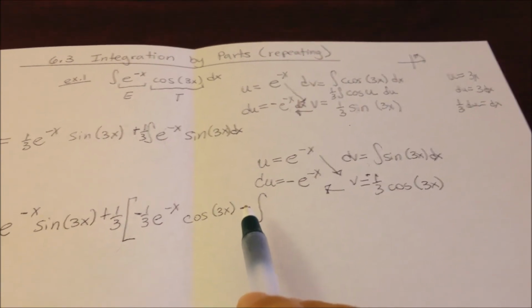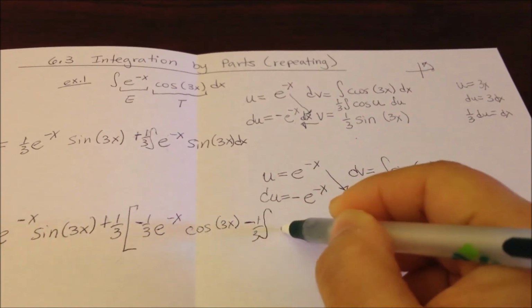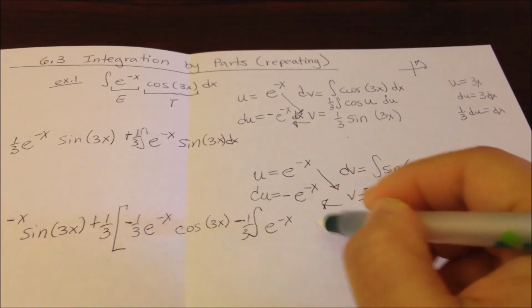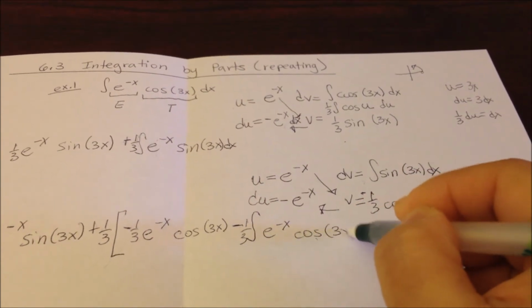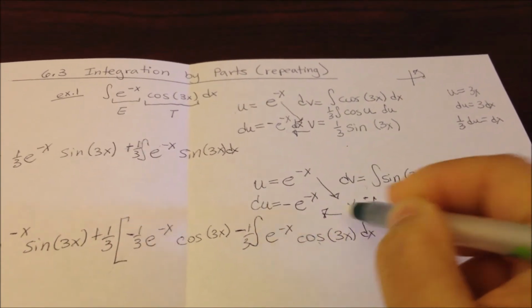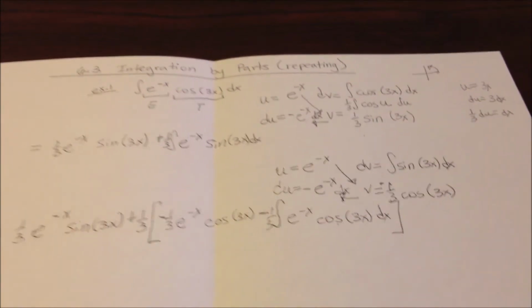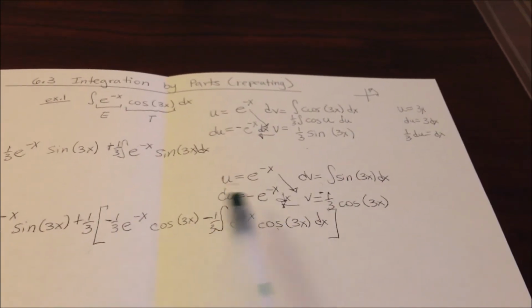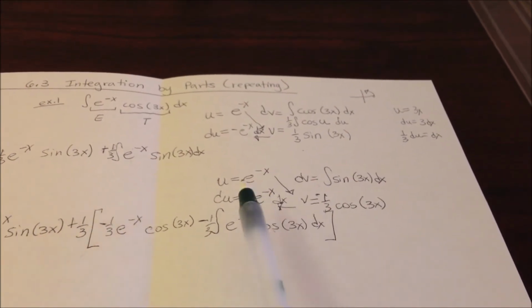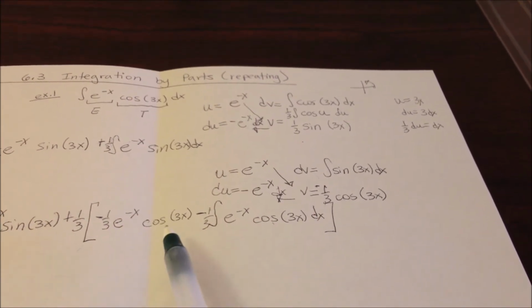And then the 1/3, we can pull it up in the front again, so we go 1/3 e to the negative x, and then we have cosine 3x dx again, oops, I forgot that dx. And then that's it right there. Okay? So again, we multiply it across and over. The across part gives us negative 1/3, so that's this part right here, e to the negative x cosine 3x.